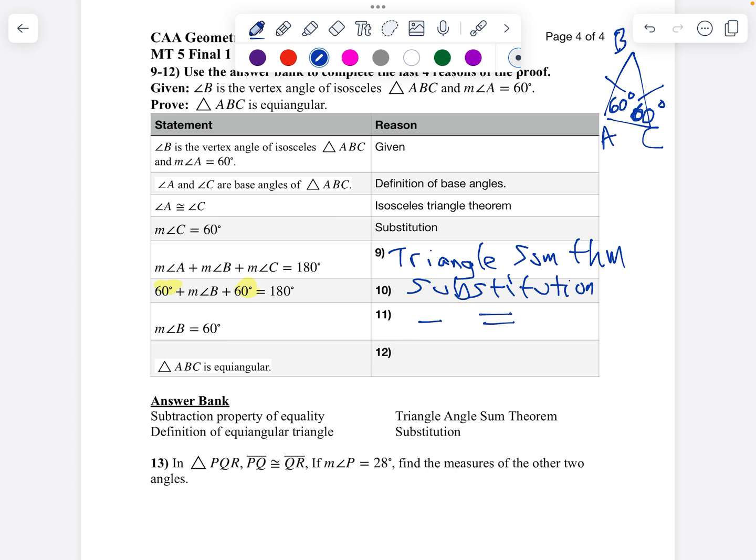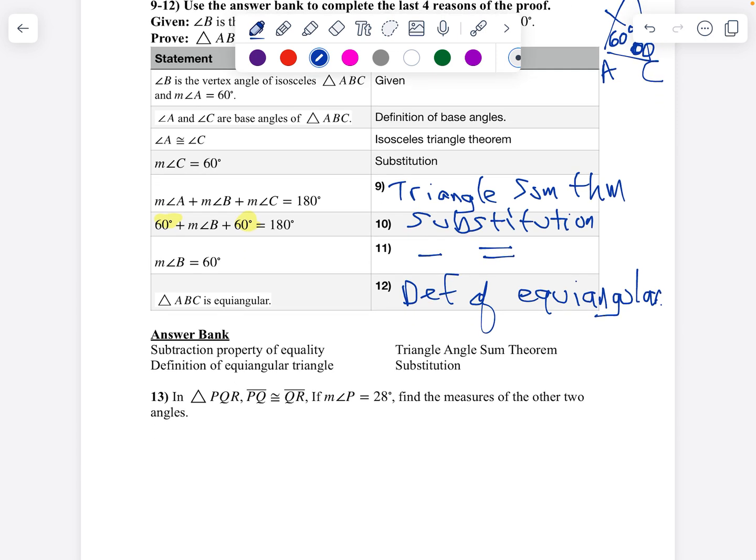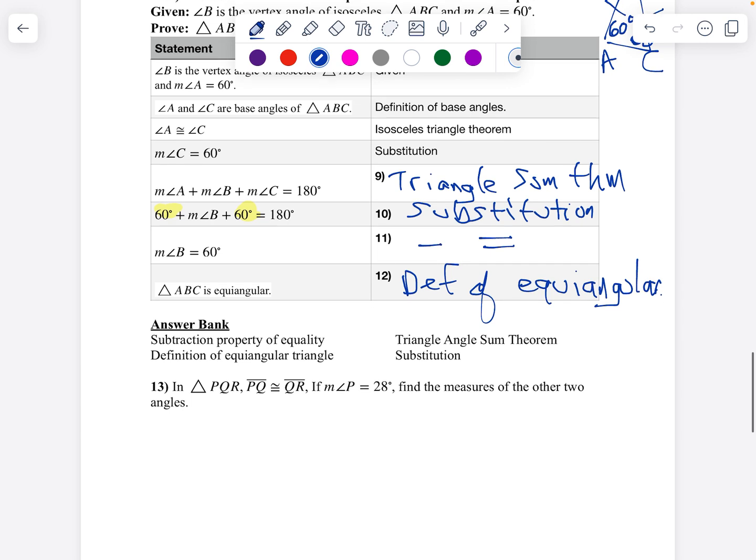And the only one that's left, I made it nice for you, is the definition of equiangular, because all three of them are the same. You should be able to do a proof when I give you an answer bank of the reasons, and I make it simple. You're only going to have those four.